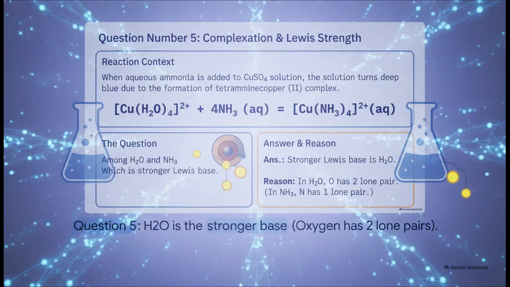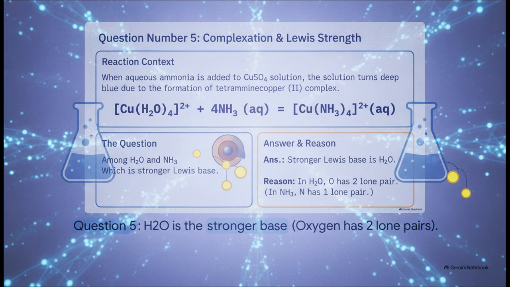Okay, let's look at question number 5. When aqueous ammonia is added to CuSO4 solution, the solution turns deep blue due to the formation of tetraamine copper(II) complex. Cu(H2O)4 2+ plus 4NH3(aq) equals Cu(NH3)4 2+ plus 4H2O(aq). Among H2O and NH3, which is stronger Lewis base? Answer: stronger Lewis base is H2O.